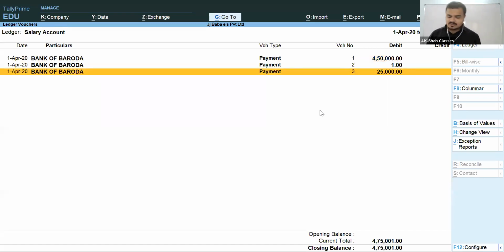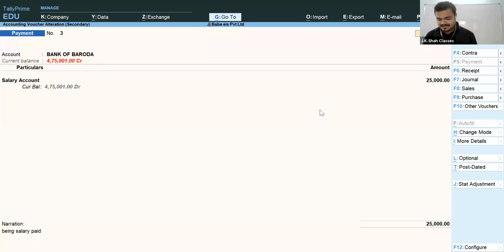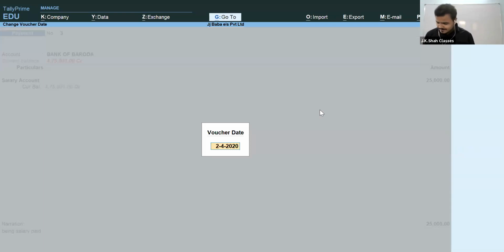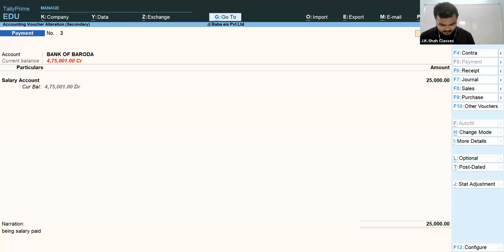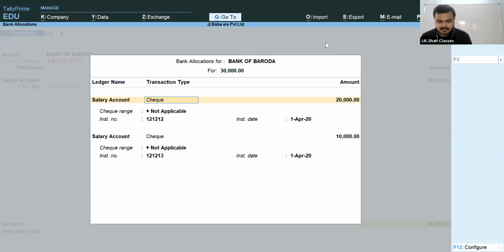Sir, very simple. Go to this payment voucher and you will find it. The voucher payment is there in front of you. If you want to update any details, yes, this payment was done on 30th April 2020. Bank of Baroda, salary account. I paid 30,000. I made the requisite changes over here only. Now 25,000 automatically became 30,000.